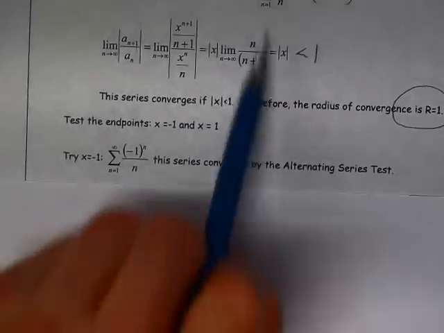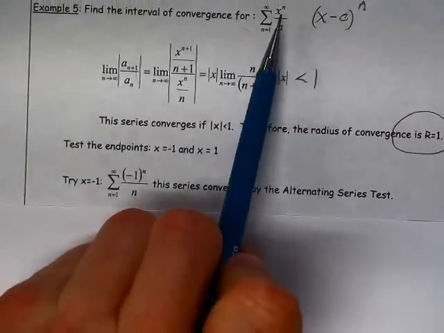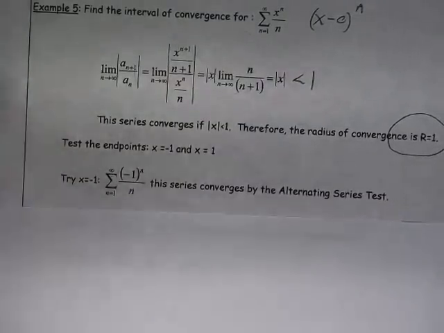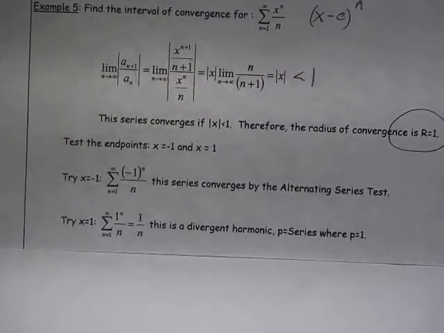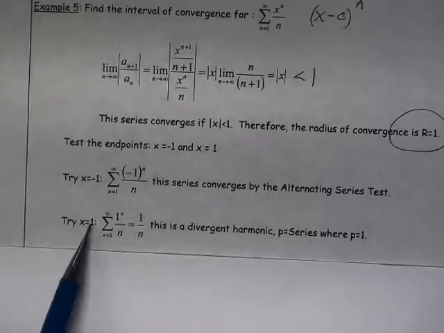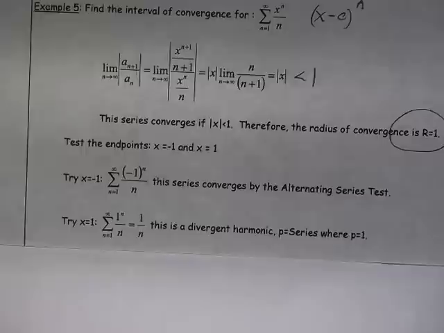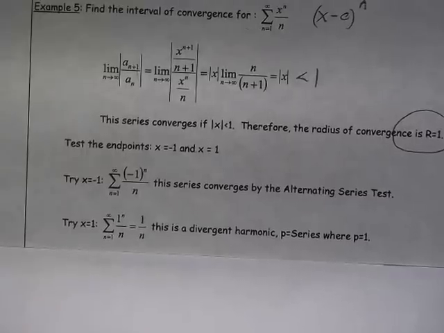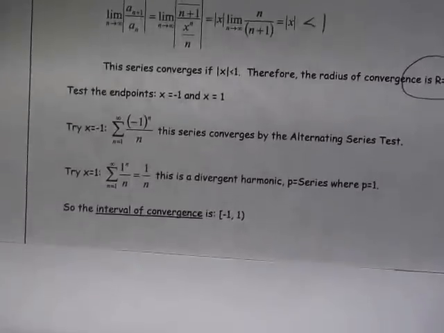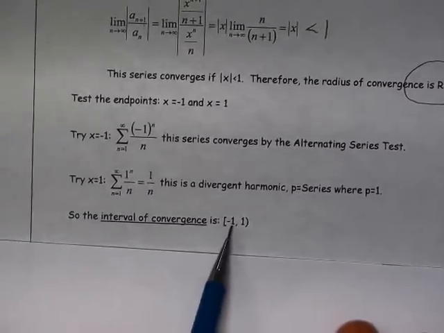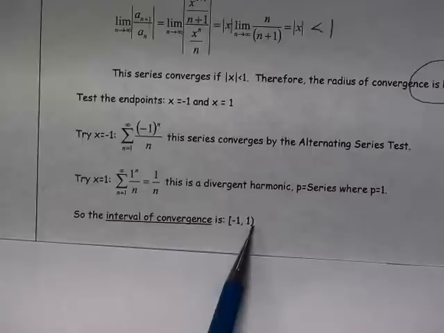If we take this series and plug in x equals negative 1, we get an alternating series that converges. If we plug in x equals 1 to our series, we get 1 to the n over n. That's just 1 over n. That's a divergent p-series. So in this case, the interval of convergence is closed at negative 1 and open at 1.